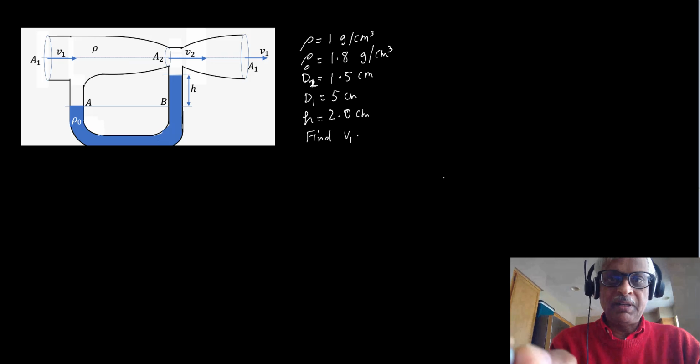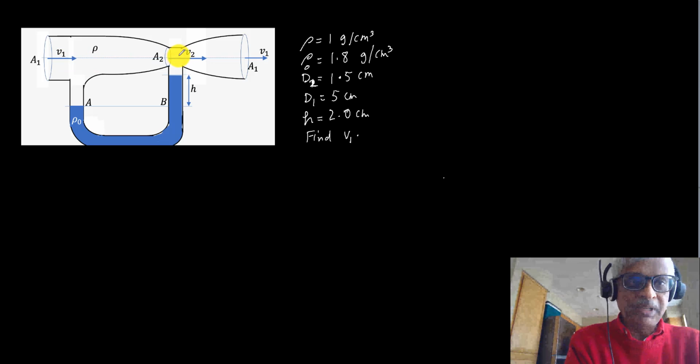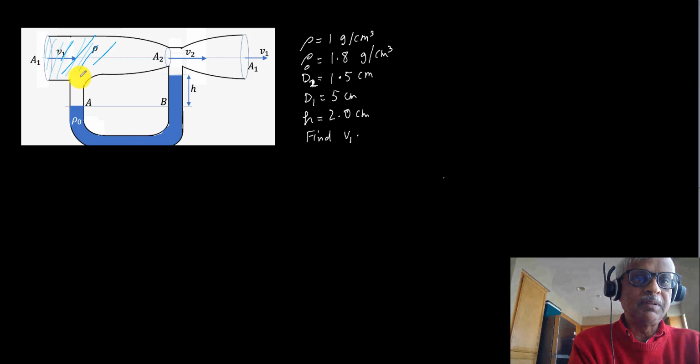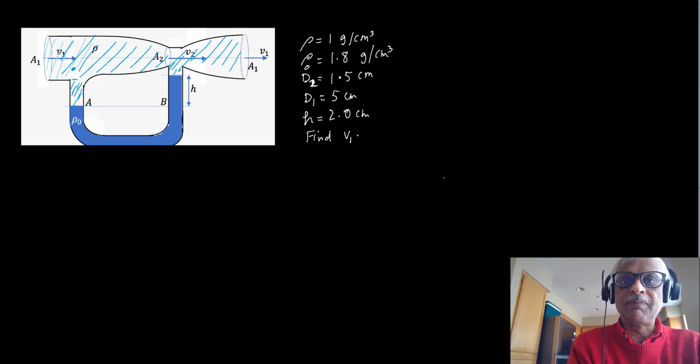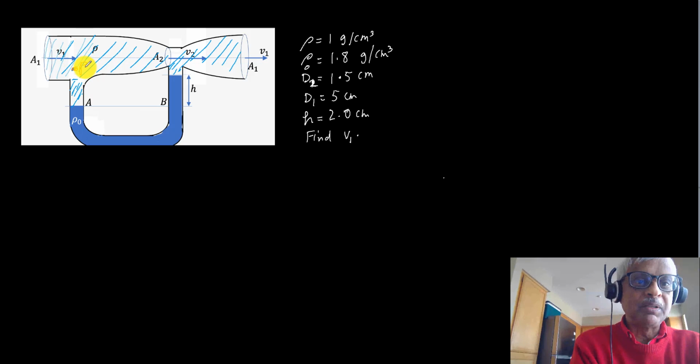So water is incompressible, and this flow, you can say this flow here, this is all water. This part is water. This part is water. So over here, let's see, pressure here is say P1, and pressure here is P2.